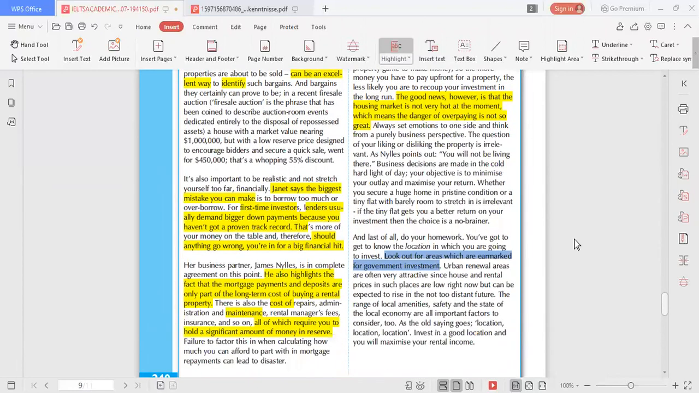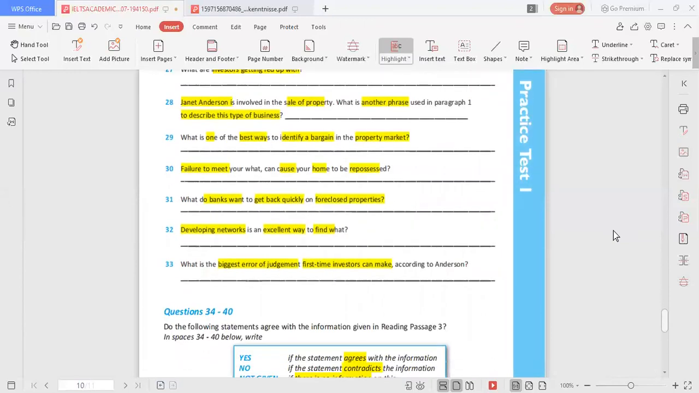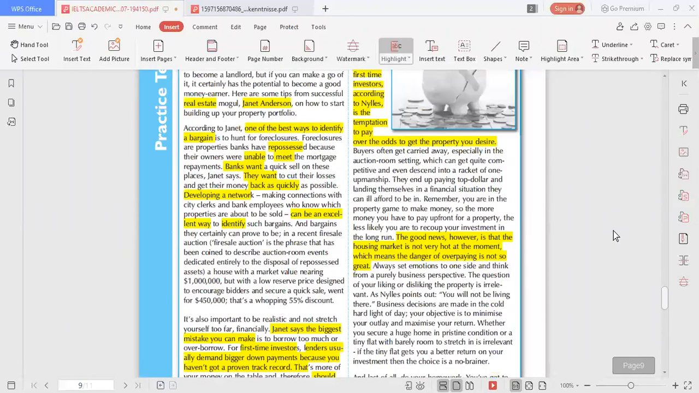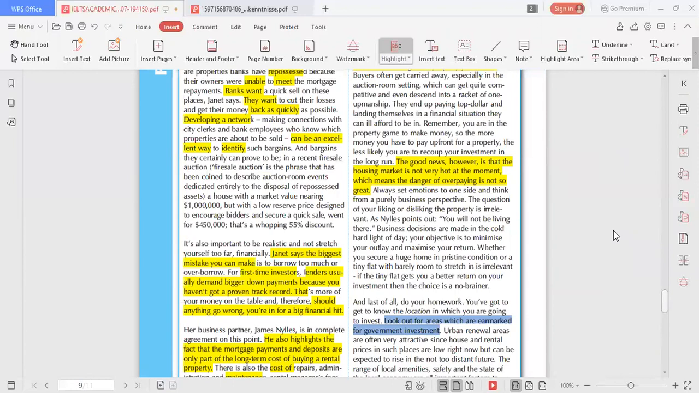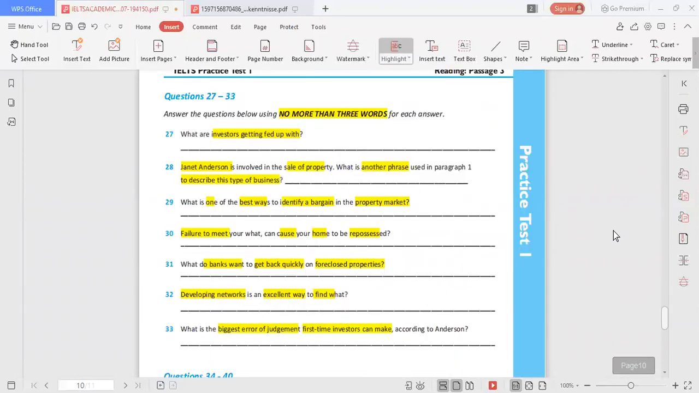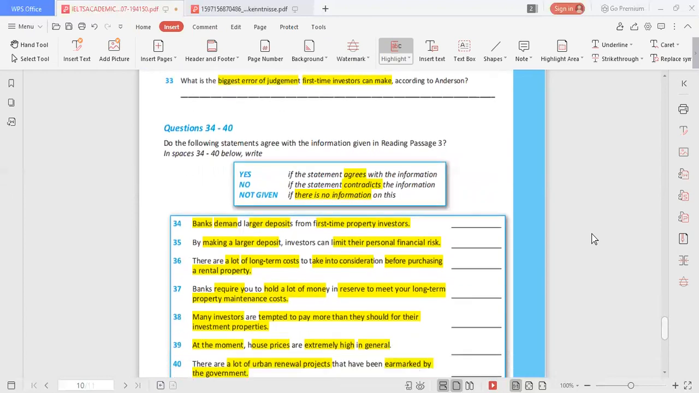Good, here it is. So for example, here, for first-time investors, lenders usually demand bigger down payments. Okay, so we can match word for word. We can match banks, that is lenders, demand. I think the word was require. If I usually demand, it's actually the same word, so we're lucky enough to have it. Bigger down payment, that is the larger is bigger, and then down payment is deposit, and first-time investors, we have it at the beginning. All right, so clearly this statement is in the text, so it's a yes.